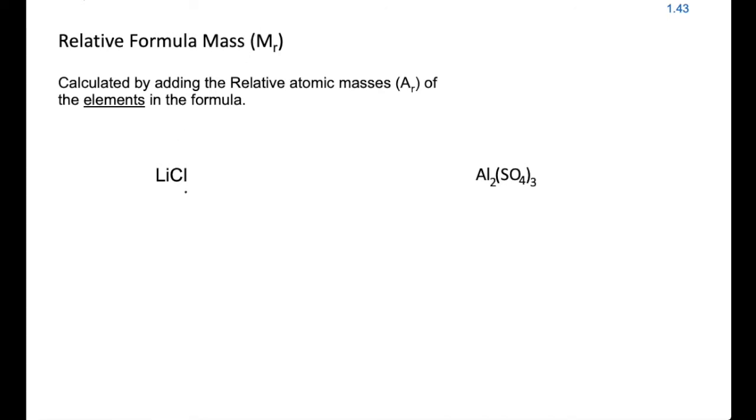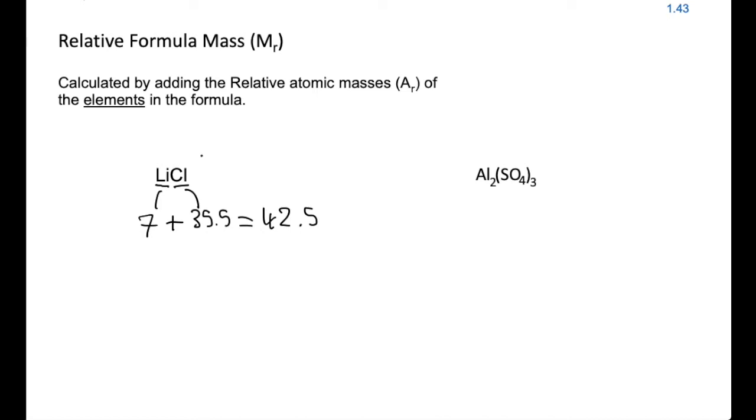We'll start with lithium chloride, and all we need to do is add up the relative atomic masses of the elements. Lithium, if we round it up, has a relative atomic mass of 7, and chlorine has a relative atomic mass of 35.5. If we add these two numbers together, we get a relative formula mass of 42.5 for lithium chloride. And that's quite a simple example. We've only got two elements in this formula.